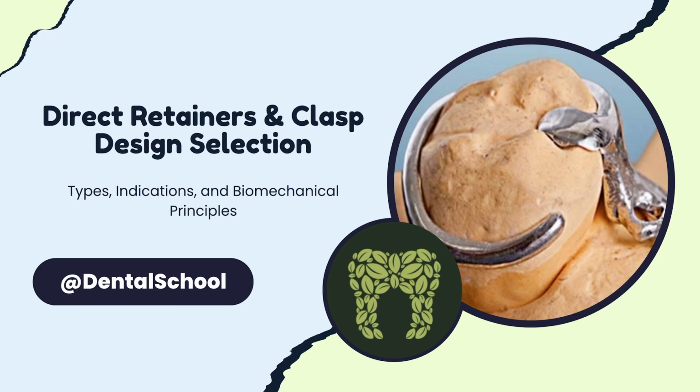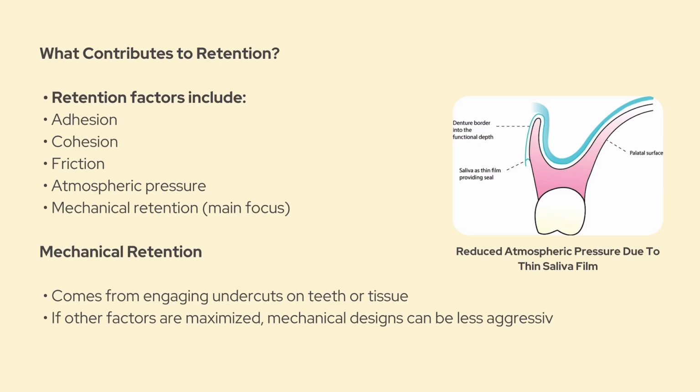Welcome back. In today's session, we're going to talk about something pretty central to partial denture design, and that's direct retainers, and how they help us get proper retention in a removable prosthesis. When we talk about retention, we're basically referring to the denture's ability to resist being dislodged, right? And that can happen from chewing, speaking, or even just sticky food pulling on it.